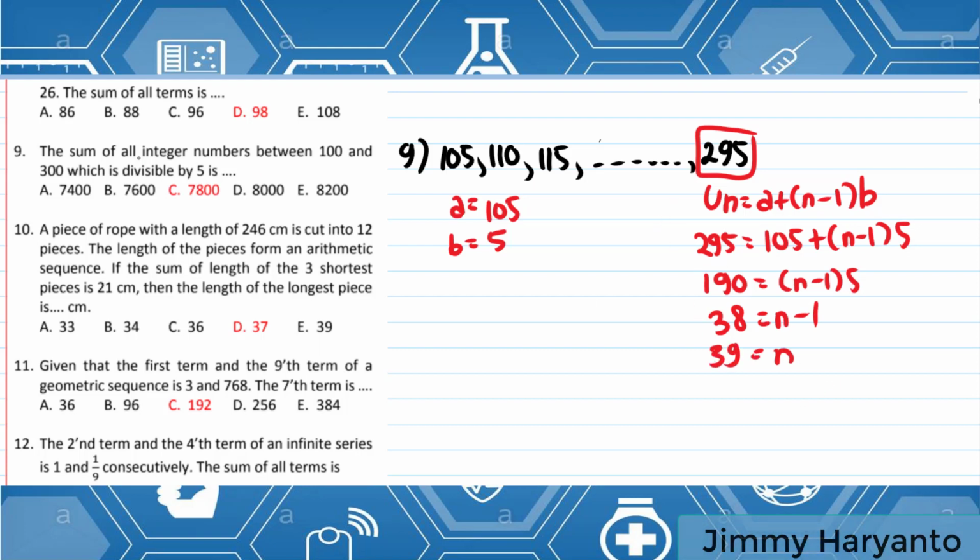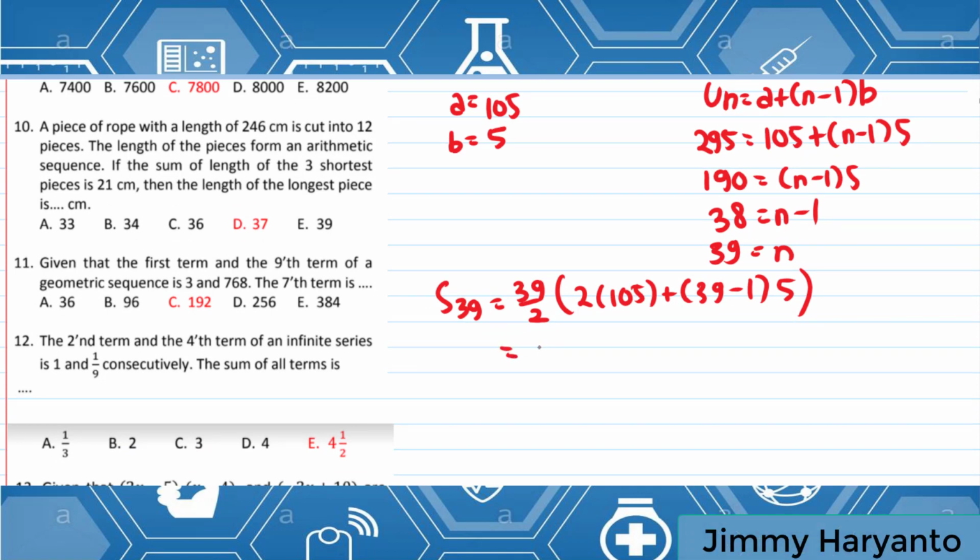We have n. And then the question wants us to find the sum of all of it. S39 equals 39 over 2 in the bracket A plus un. You can use A plus un, or you can use 2 times A plus n minus 1, 39 minus 1 times B. The B is 5. The result is 7,800. Yeah, C.